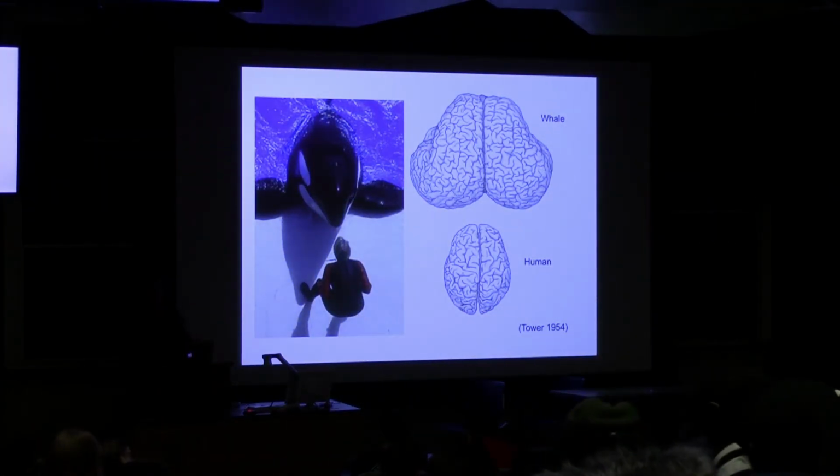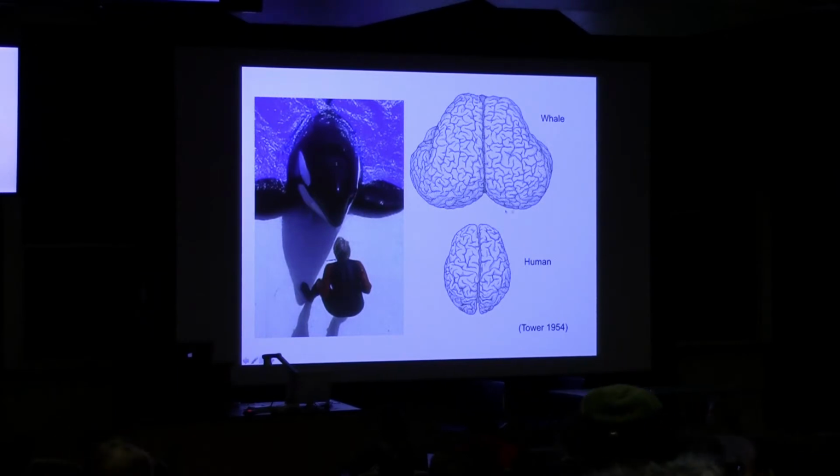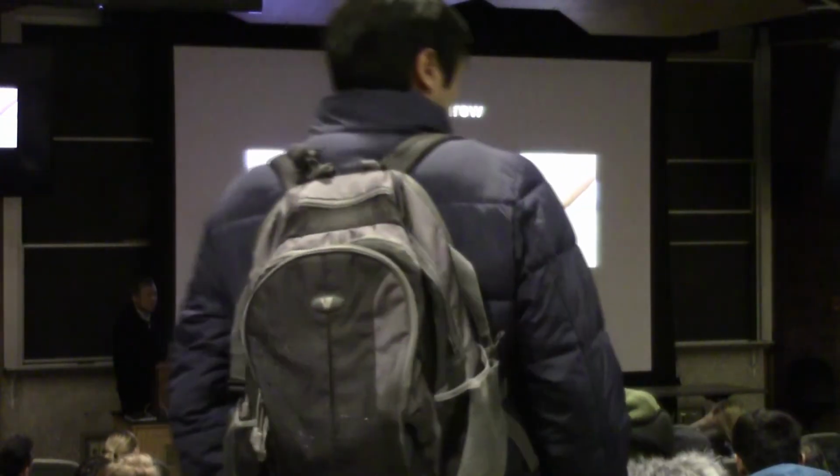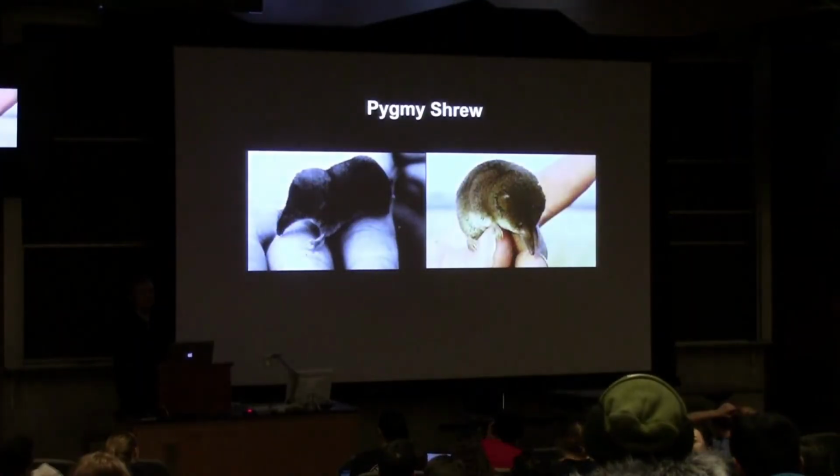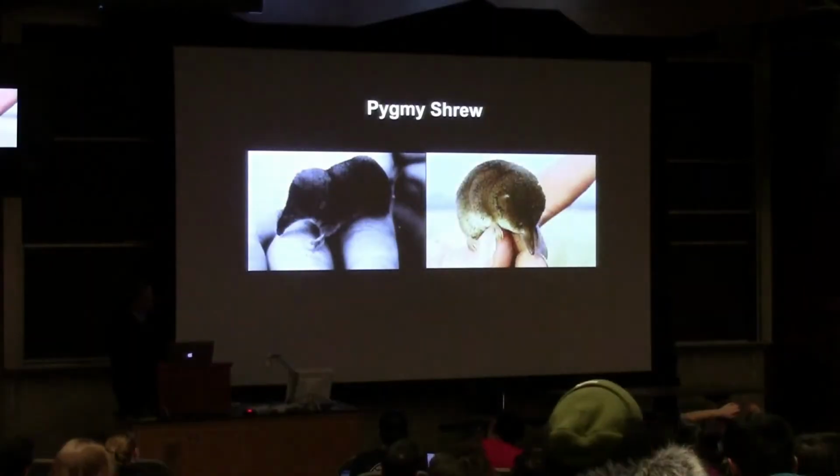Humans actually do not have the largest brain. Right? This is a human brain in comparison with a whale. The whale's would be much bigger. These are pretty much the smallest brains of mammals. It's smaller than a mouse, smaller than a rat.